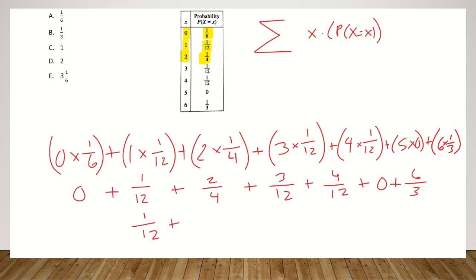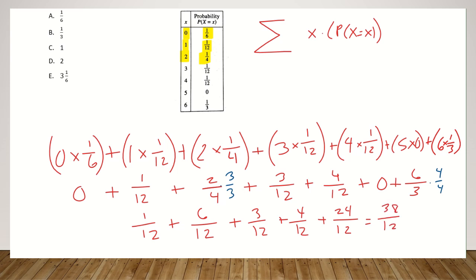So let's change 2 fourths into twelfths. 4 times 3 is 12. So we need to multiply that fraction by 3 over 3 and get 6 twelfths. There's another 0, we can ignore it. And then 6 thirds, 3 times 4 is 12, so we can multiply this fraction by 4 over 4. Okay, so now we can add those all up and we get 38 twelfths.